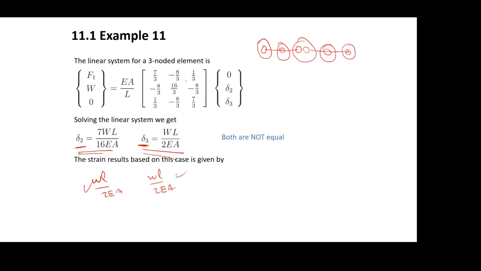So it's not going to be just that. On top of that, you are going to add the stiffness matrix also for the other element. So this is going to be plus 7 over 3. And then you have minus 8 over 3, 1 over 3. And just minus 8 over 3, 16 over 3, and minus 8 over 3. And finally, you have 1 over 3, minus 8 over 3, and 7 over 3.